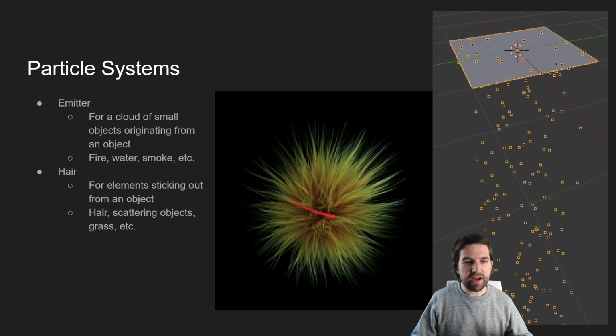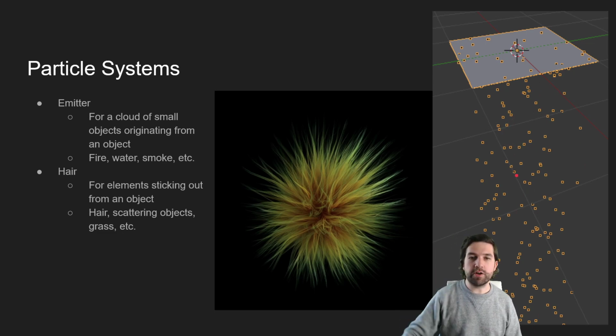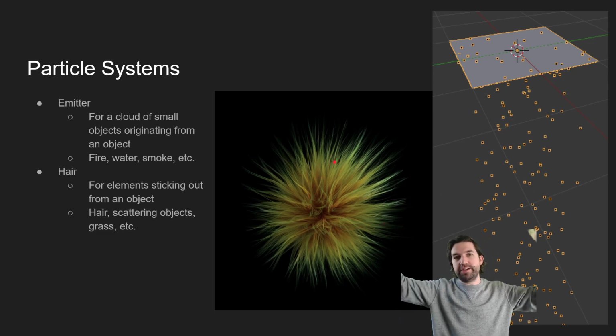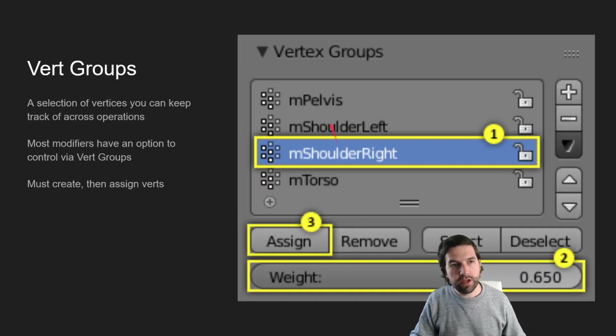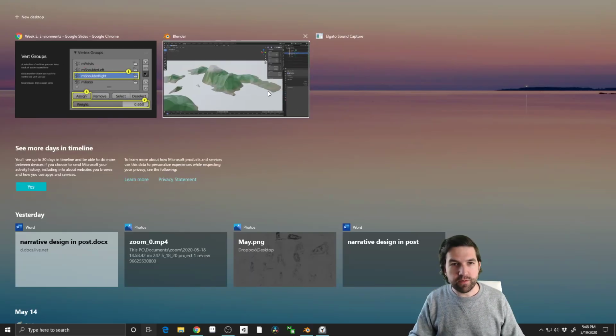The other kind is hair, and this is used most obviously for hair, but it's also used for distributing things like grass, and it can be used for scattering objects around a scene or on an object. Unlike this particle system, which is all about physics collision and where they're going, this system is all about how they distribute from the surface, and we can use this hair system to basically get Blender to place all these trees for us so we don't have to do it by hand. So let's take a look at that really quick.